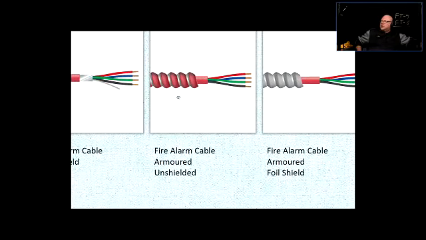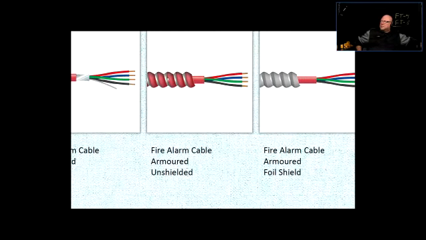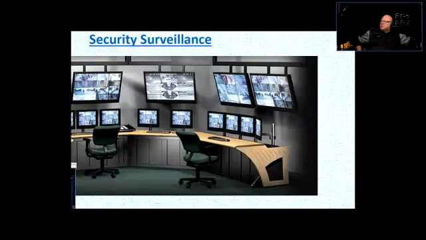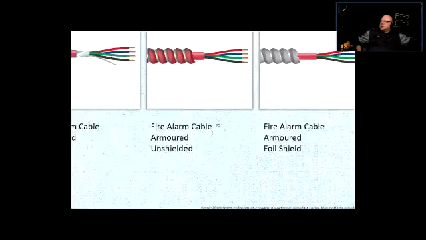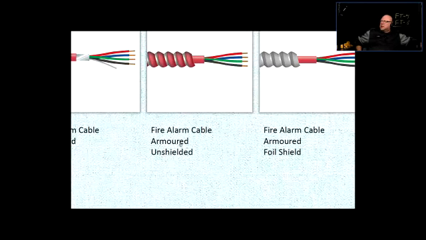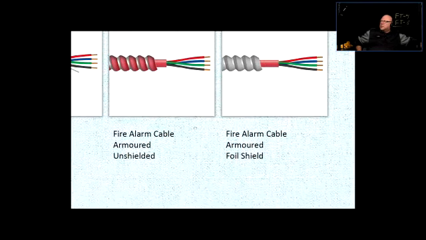And in some cases, you might have to use not just a fire alarm cable, but an armored cable with an aluminum casing, and that could be unshielded or it could be shielded, right?